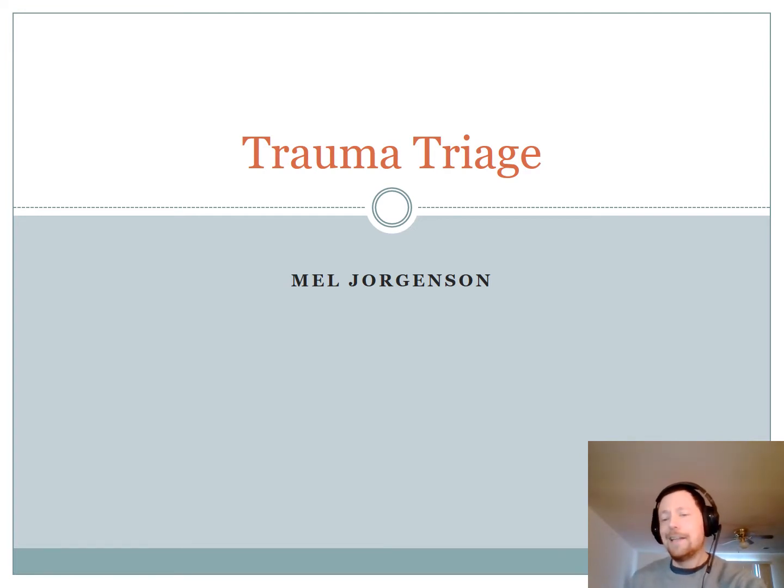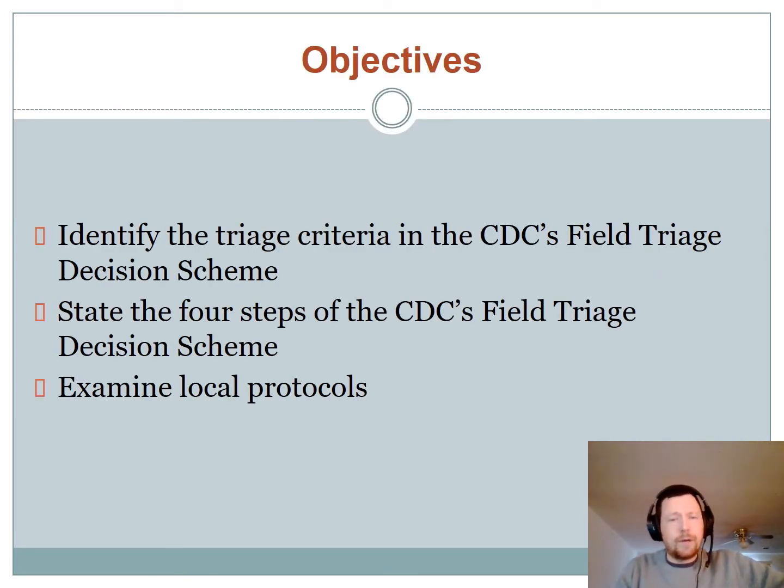And then it has a specific way to go through and assess all of your trauma patients, which we'll put a little bit of emphasis on. And then we'll go through a couple of scenarios with emphasis on assessment, treatment, transport plan, just so we're all on the same page for that. These are just the objectives that we're going to go over. We're going to identify triage criteria. We're going to state the 4 steps of field triage decision scheme, and then examine our local protocol.